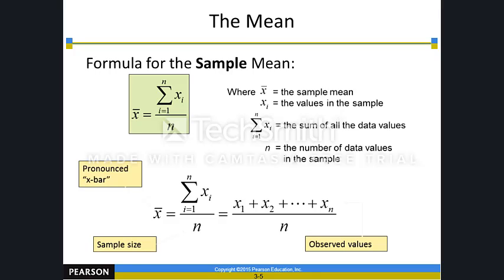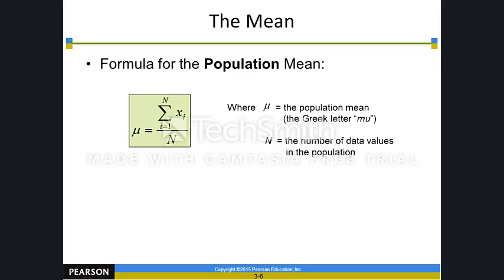The symbol for your sample mean is X with a bar on top of it, and we say X bar. Sample size is your small n, which is the number of data values. So the sample mean, X bar, is equal to what? The sum. We add each value of the data set and divide the sum of each value by the number of data points. Is that okay? So we'll look at an example.